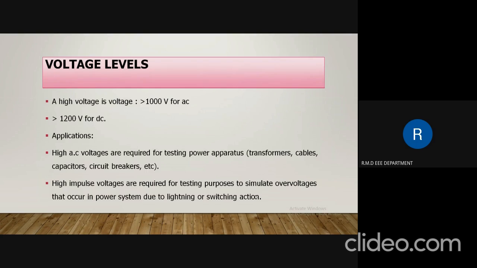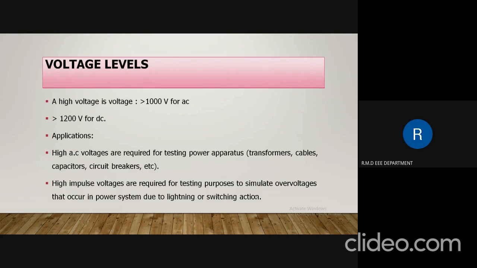So the generation of high voltage in the laboratory for testing purposes is very essential. And high current testing is required to test surge diverters, capacitors or switchgears, and we need tripping current generators. So we are going for the generation of high voltages and high currents in order to test the apparatus.